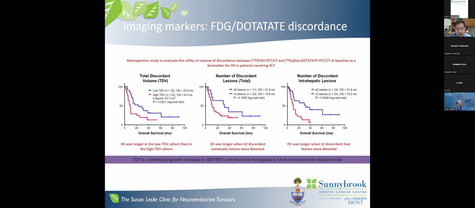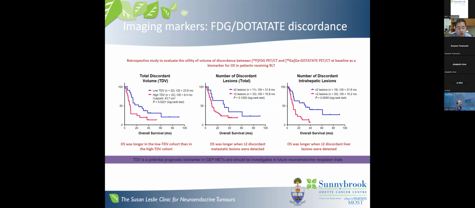This is done by David Chan. Some of you may remember he was a fellow here at Sunnybrook for 2.5 years, working in neuroendocrine neoplasms, and has now gone back to Sydney and has developed a very successful program in neuroendocrine neoplasms there. So it's great that we've had an impact at Sunnybrook on improving NET care around the world.